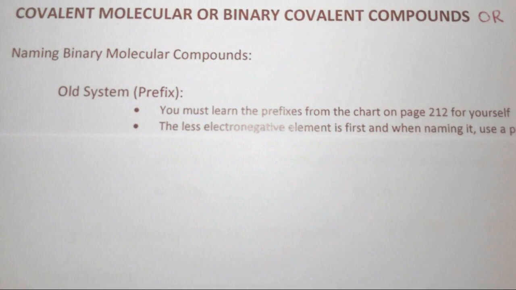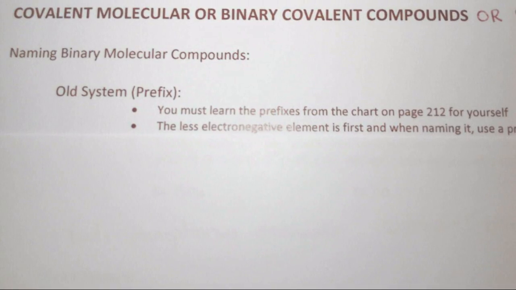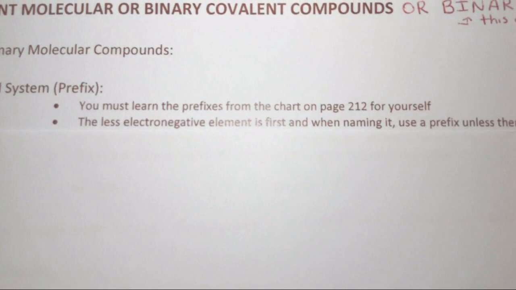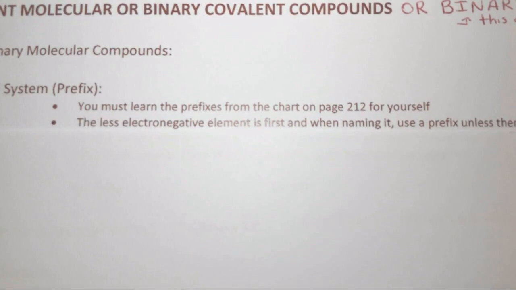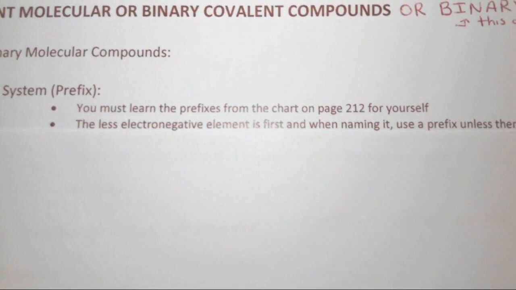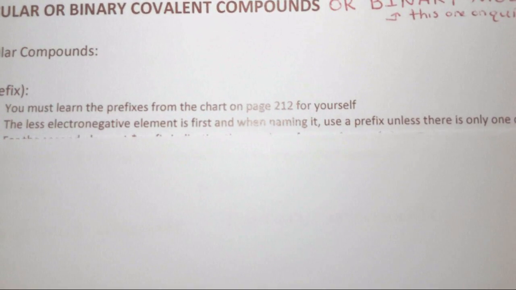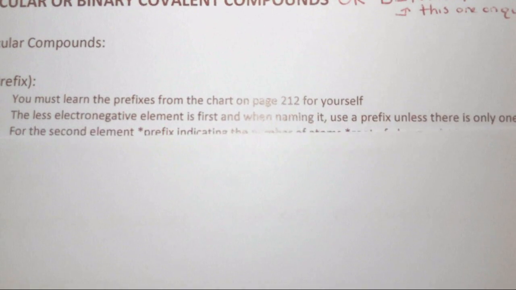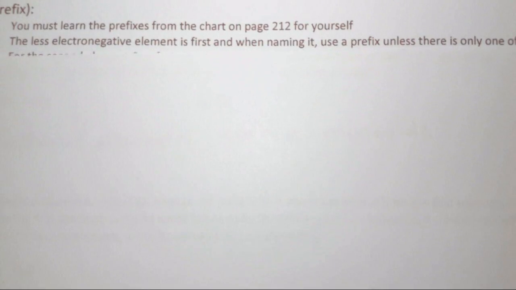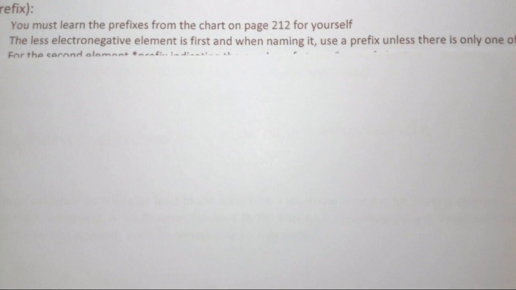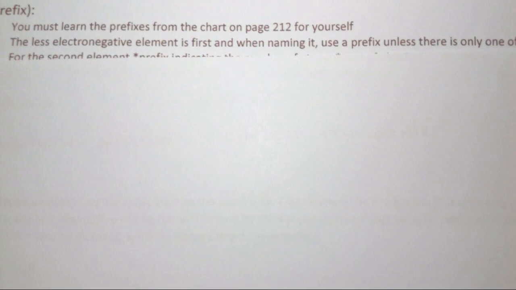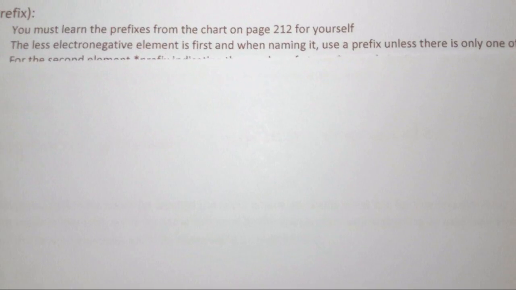The less electronegative element is first, and when naming it, you use a prefix to say how many there are, but not if there's just one of them. So the less electronegative element is first, and when naming it, you will use a prefix unless there's only one of them.